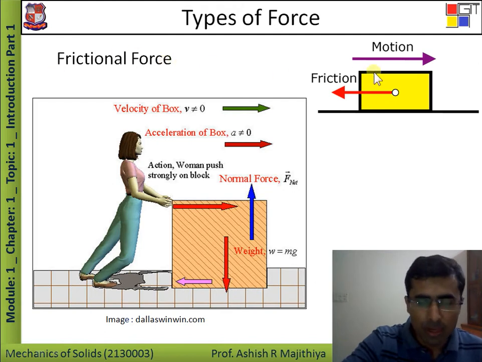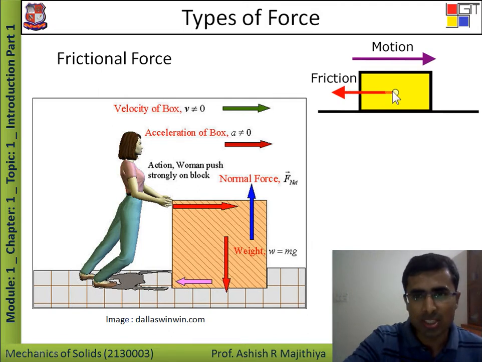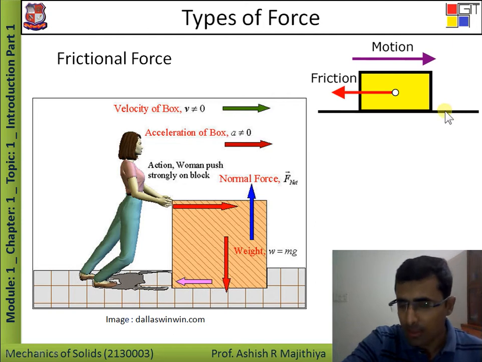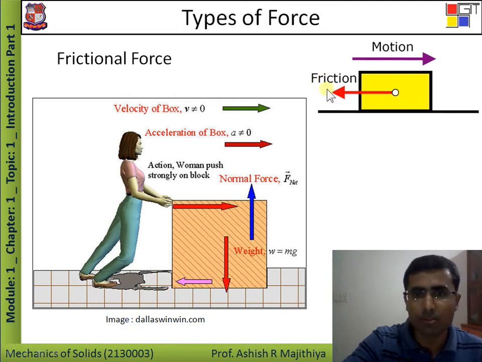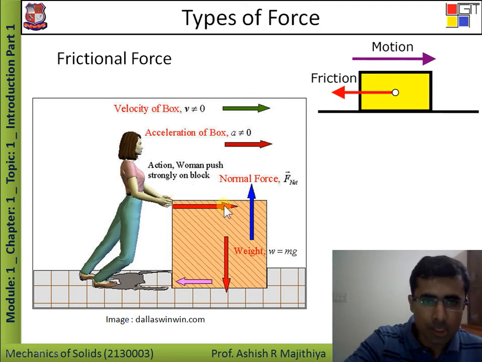Frictional force will be there in the opposite direction of motion. It is simply a resistance to motion. When a body is sliding on any surface, smooth or rough, to a smaller or larger extent, a frictional force will be generated. Again, taking an example, a woman is pushing a block.